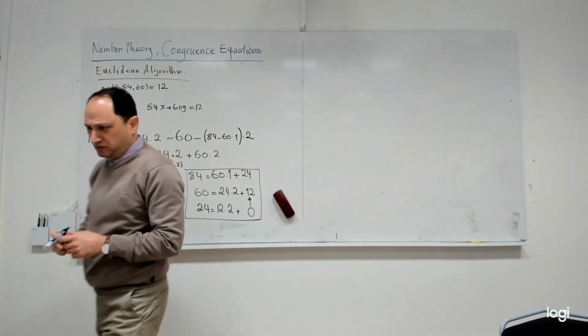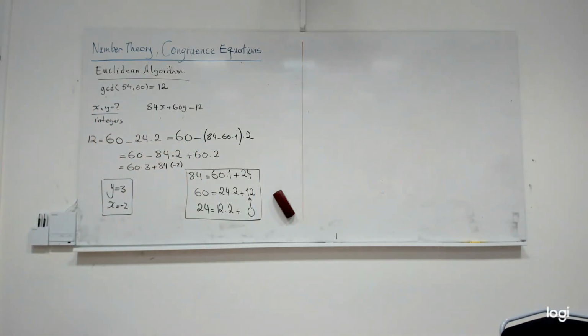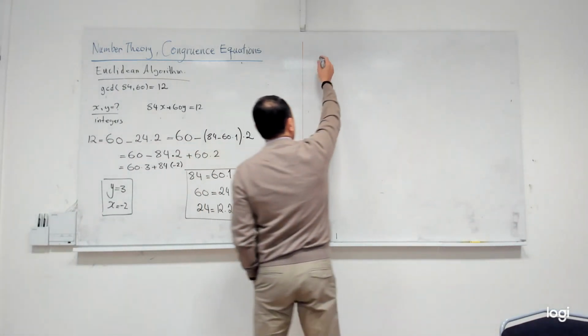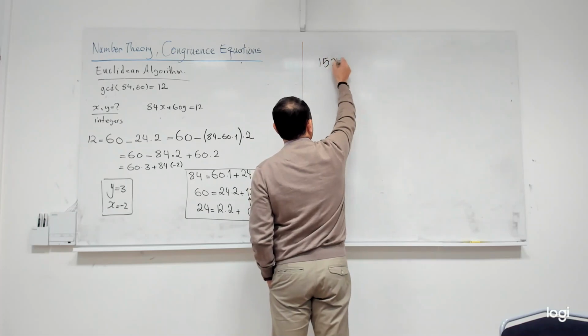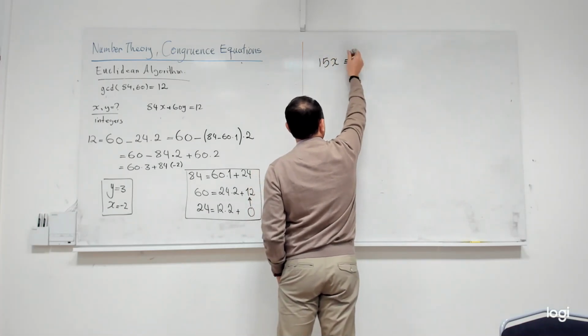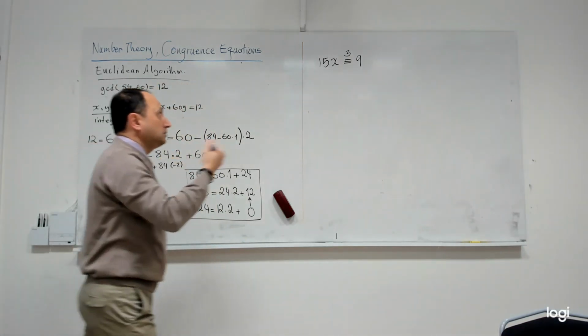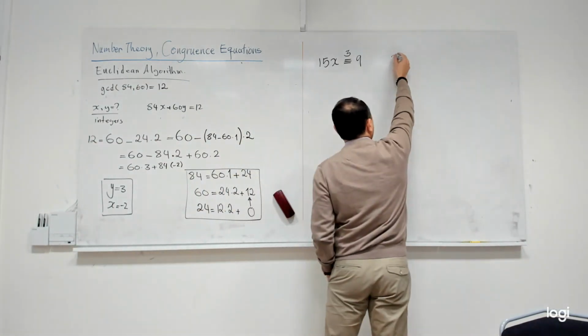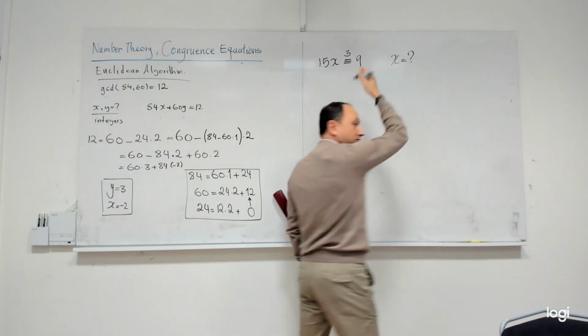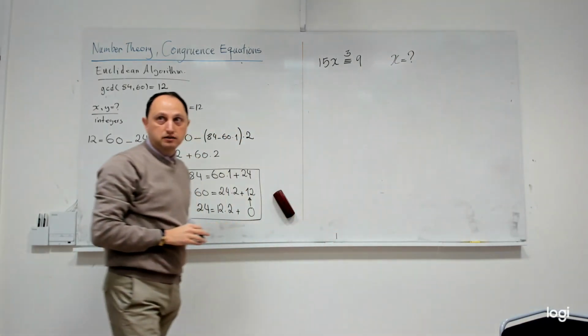For example, let me choose one of the problems in the book. You're supposed to solve this equation: 15x congruent to 9 modulo 3. Now the point, we come back, we want to find one x, not all the x's.